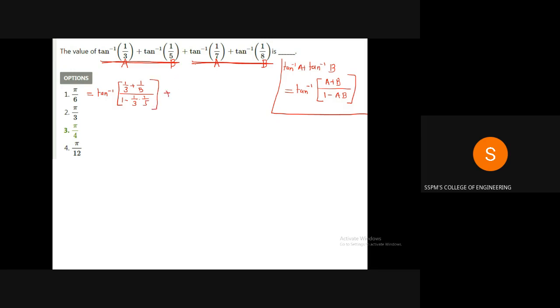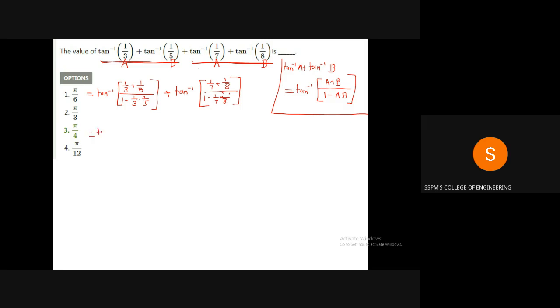plus again we will repeat the procedure for these two terms, that is tan inverse into bracket. So what is A plus B here? Here A is 1 by 7 and B is 1 by 8. So we will write 1 by 7 plus 1 by 8 divided by 1 minus AB, means 1 minus 1 by 7 into 1 by 8.